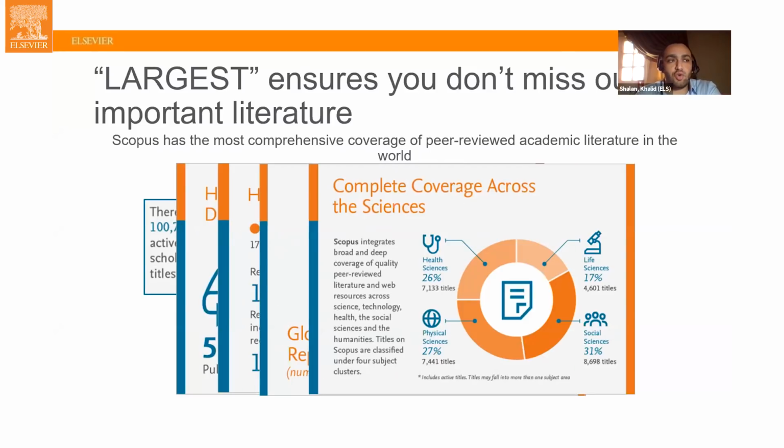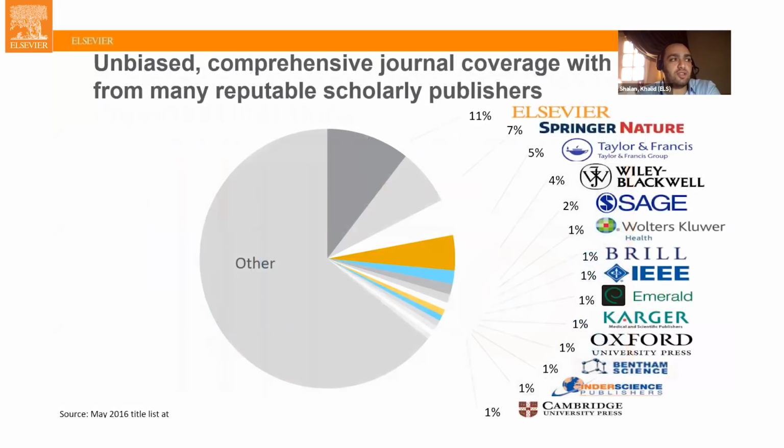Lastly, Scopus covers all fields of science. So there are physical sciences, health sciences, life sciences, as well as social sciences and humanities. And you can see in our presentation that it expands beyond Elsevier, containing content from different publishers globally as well.